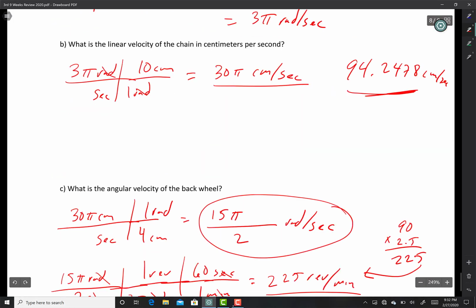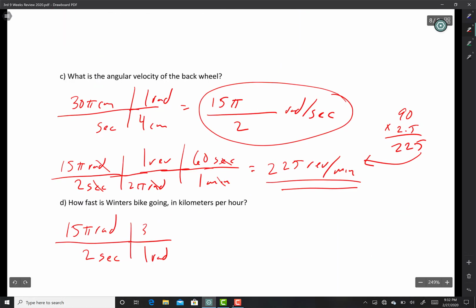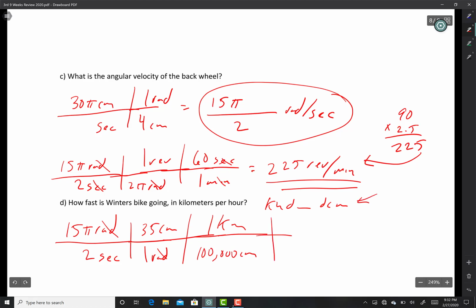Let's see. In 1 radian, there is 35 centimeters. So I put 35 centimeters right here. So now I have centimeters per second. And now I want to convert that to kilometers per hour. So in 100,000 centimeters, there is 1 kilometer. That's from your kilo, hecto, deca, base, deci, centi, milli. And so please make sure you know that, guys. So 100,000 centimeters in 1 kilometer. 1, 2, 3, 4, 5. And let's see, in 3,600 seconds, there is 1 hour. I think I did that right. 60 times 60, 3,600.